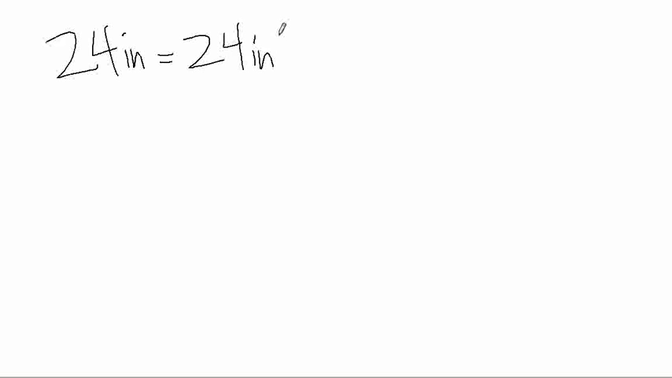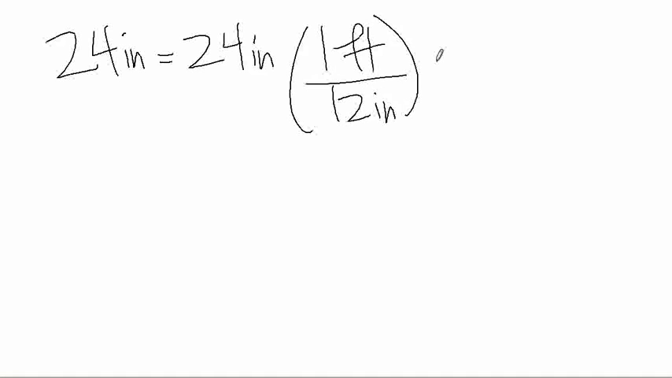Would you agree that I could multiply any quantity by 1 and not change that quantity? Okay, so I'm going to multiply 24 inches by 1, but I'm not going to write it as the number 1. I'm going to express it as an equivalent ratio. The ratio is 1 foot to 12 inches. Why am I doing that? Because this will help you to make sure you do the correct operation.